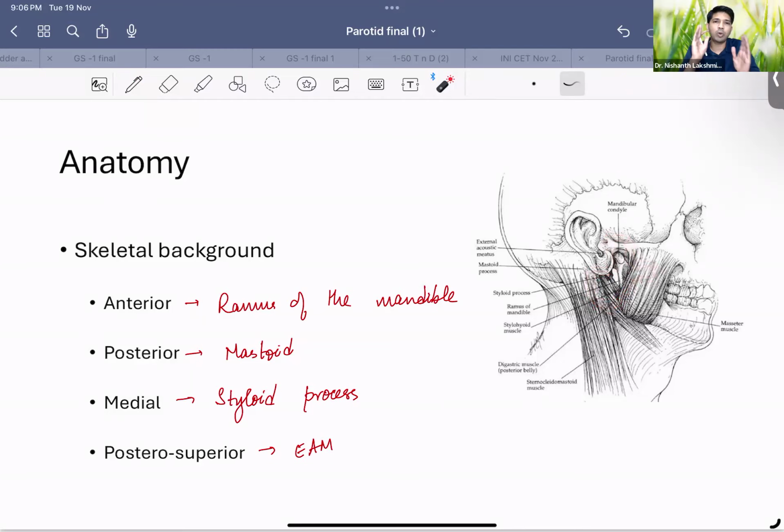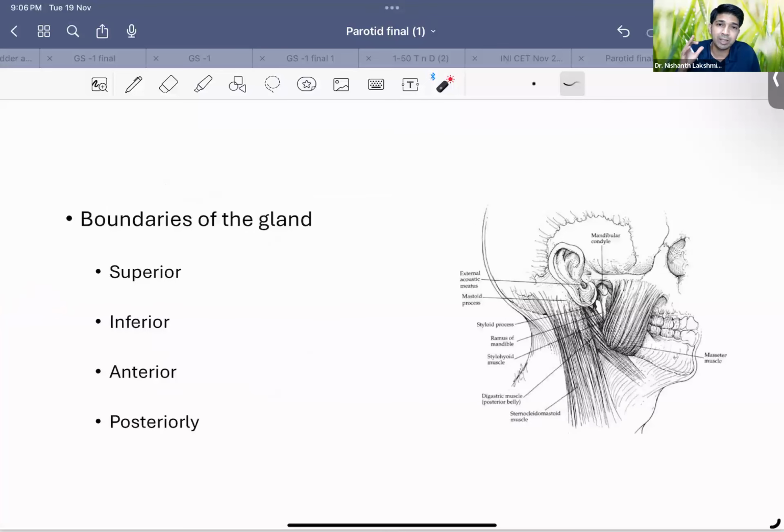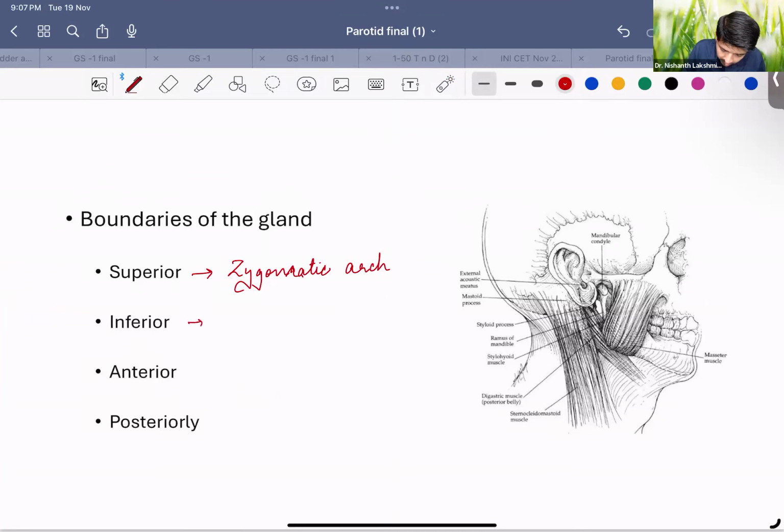You just need to know what the bony landmarks are first, because all these are important when you're operating, as they will help you identify the facial nerve. But in the exam, if they ask you what the parotid area or the boundaries of the parotid region are, or in which area the parotid gland is situated, you will have to say superiorly it is the zygomatic arch. Inferiorly, it's the sternocleidomastoid. Anteriorly, it's the masseter. And posteriorly, it's the external auditory canal.